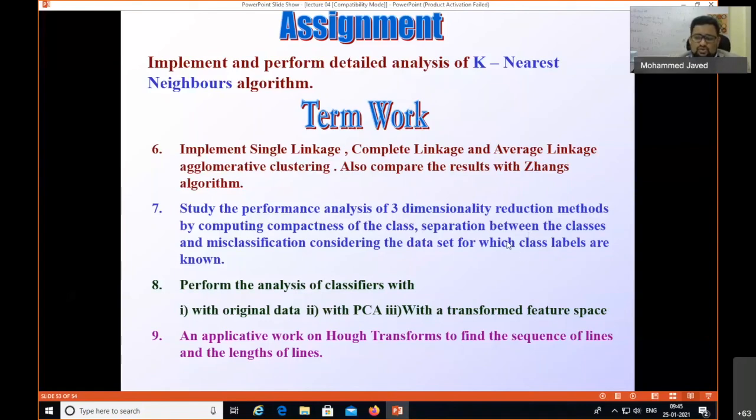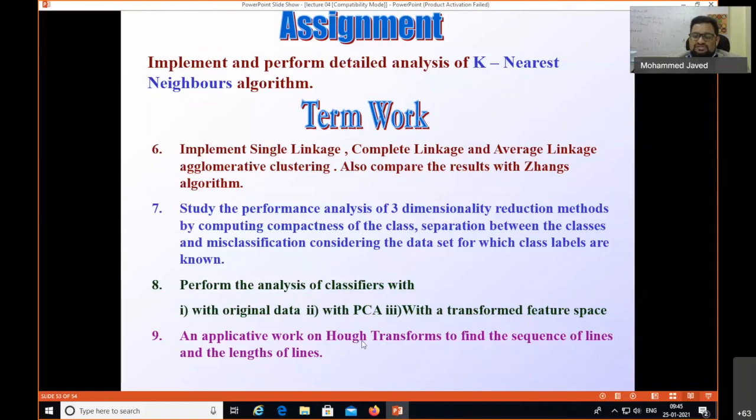Your final C3 assessment will be based on some advanced algorithms like this. Perform the analysis of classifiers with original data, with PCA, which stands for principal component analysis, and with a transformed feature, right? So this is also another option: you can transform the features and then use them.